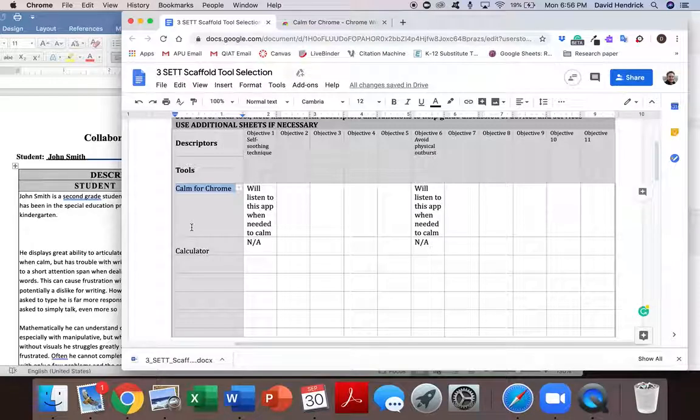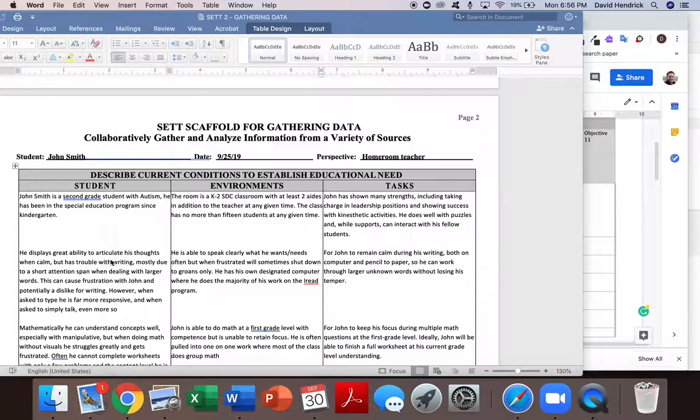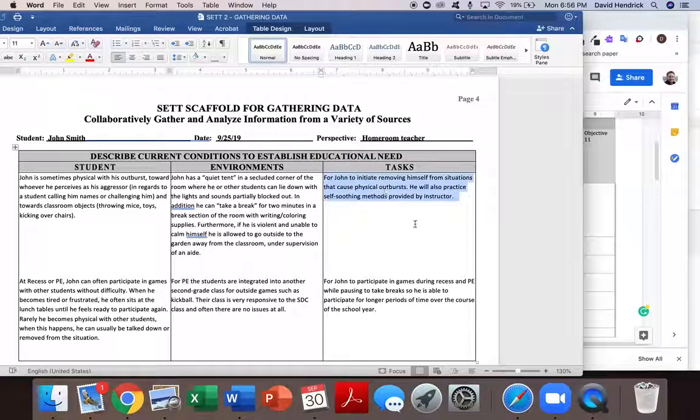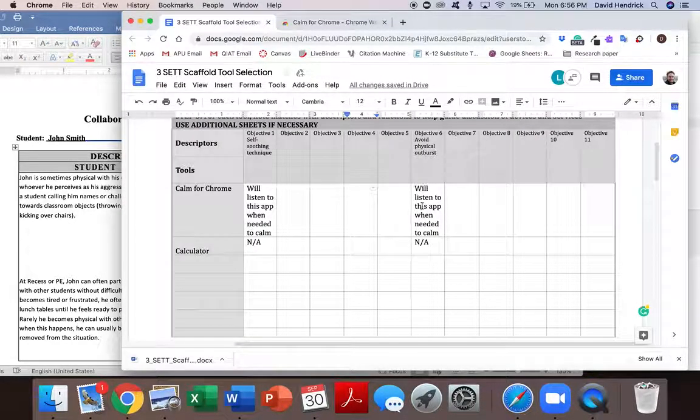Basically, the challenge here is that as these objectives get filled out and as these tools get filled out, how they cross-reference each other. For example, Calm for Chrome may not work for Objective 2, 3, or 4, but it would work for Objective 6. Objective 6 was this one over here: for John to initiate removing himself from situations that cause physical outbursts, he will also practice self-soothing methods provided by the instructor. So that tool would match up with this objective that we came up with.